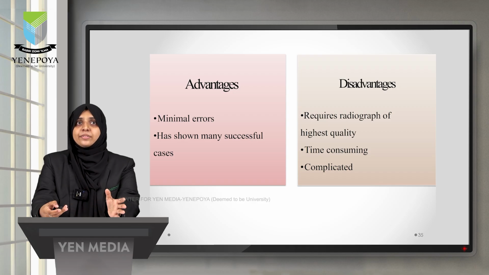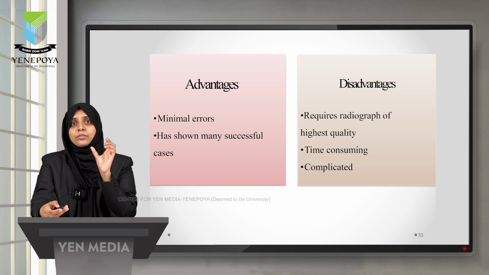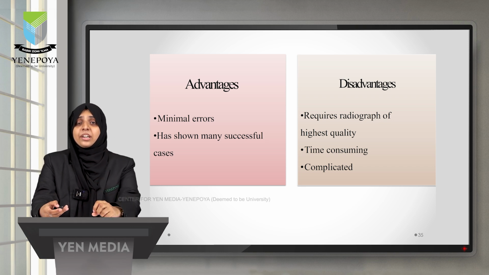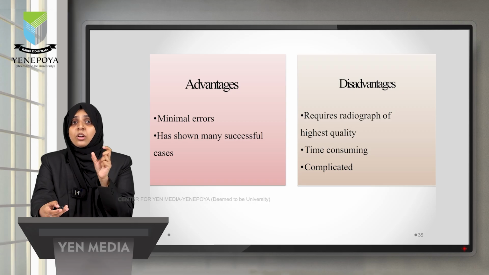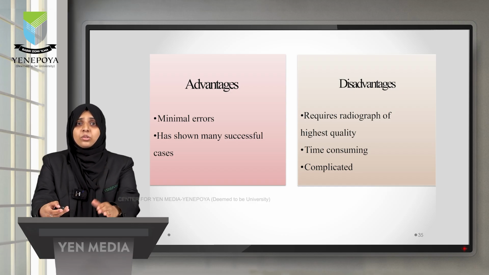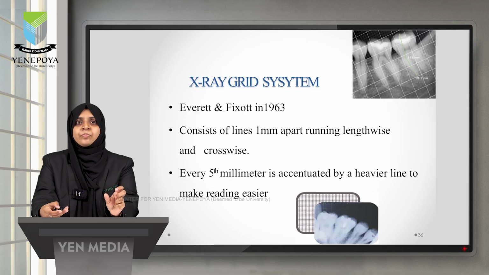Now the advantage of this technique is that there could be minimal error because we are looking into the minor diameter. But the disadvantage is, since we need to look at the major and the minor apical diameter from the radiograph, it might require a higher quality radiograph, and it could also be time consuming, and this procedure was found to be slightly complicated.